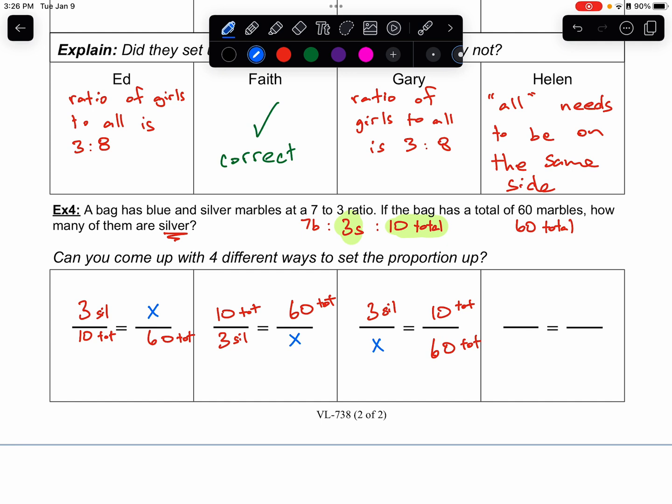Or we can do it sideways as well, except reverse, go 10 total. Or, actually, I guess I already did that. Let's do 10 total up there, and then did I do the 3 silver on the bottom yet? No, I did not. Yes, I did. I did on the first one. I can do the 3 silver on the right. So 3 silver marbles, 60 total, and how many silver? So yeah, all 4 of these will get you the right answer.